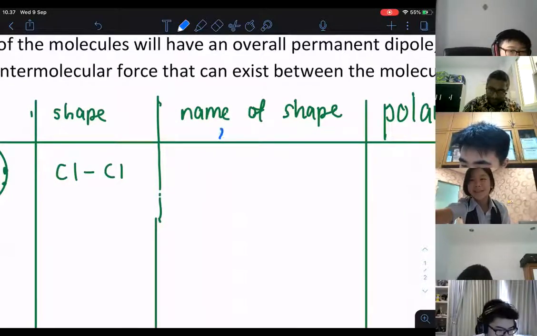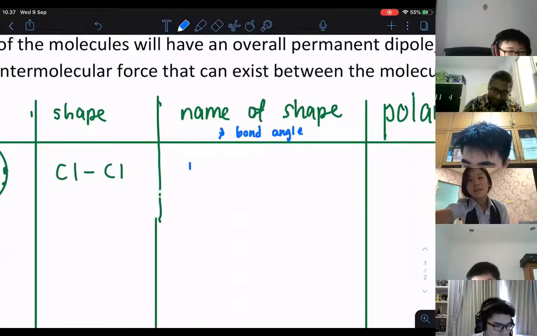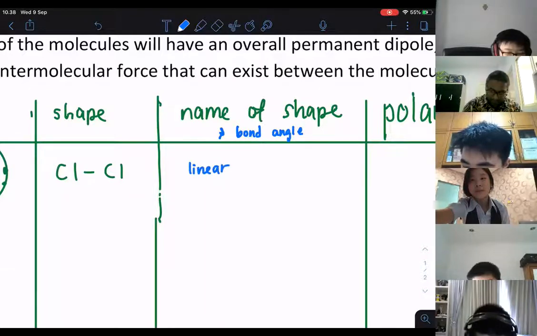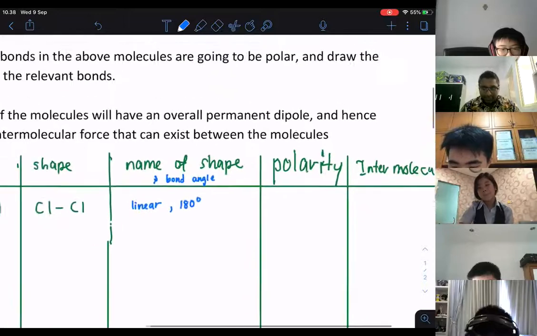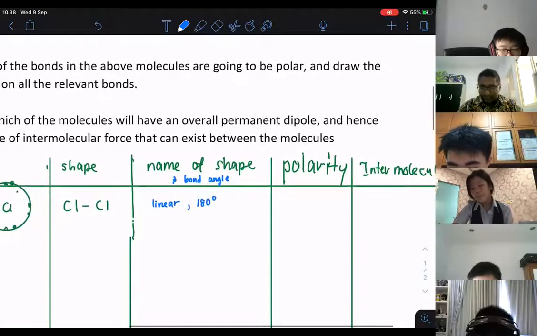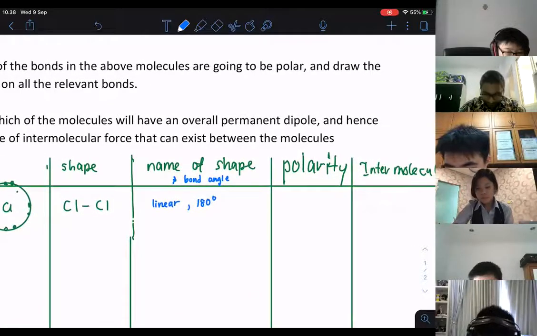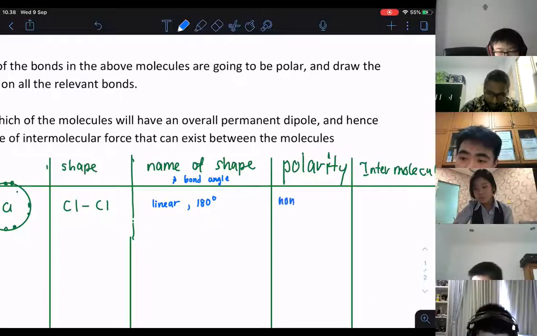Linear. Okay. And can you mention also the bond angle? So this one is linear with 180 degrees. So let's talk about the polarity. Is it polar or non-polar, Jeffrey? Non-polar. Okay, so it's non-polar.